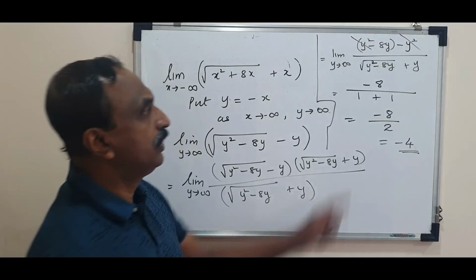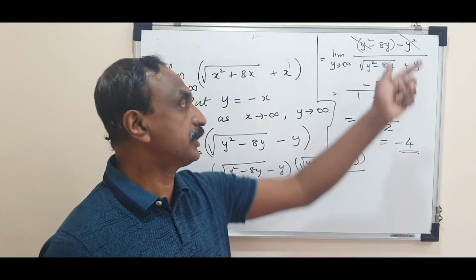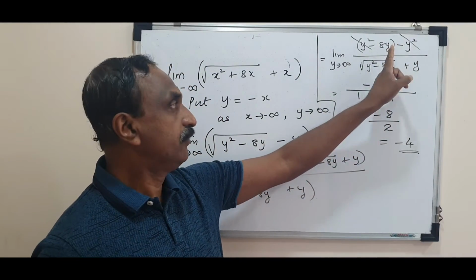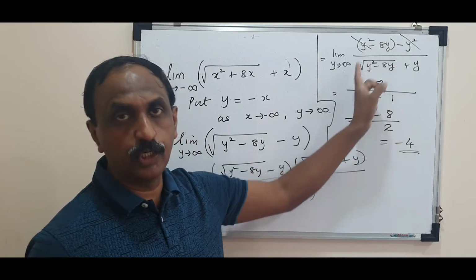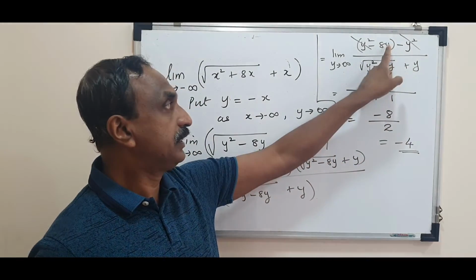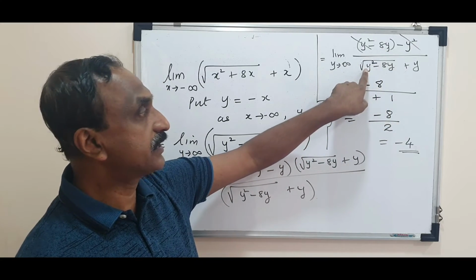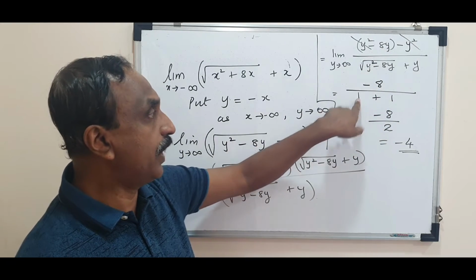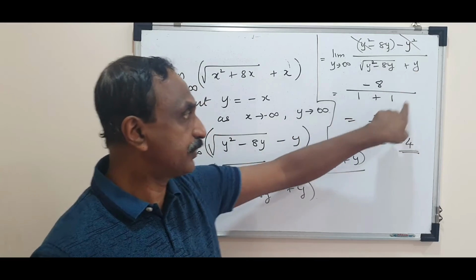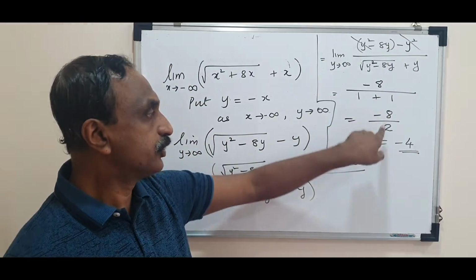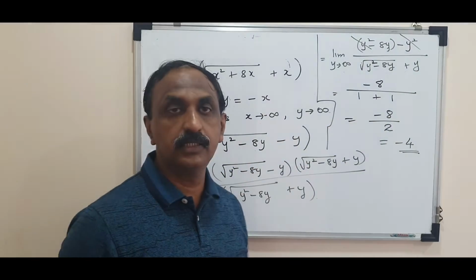So you don't have to divide numerator and denominator by the highest power. You can use this shortcut. Whenever degrees are equal, when the degree of the numerator and denominator are equal, take the coefficients of the highest power. Here it is minus 8. Here there is a y, its coefficient is 1. Here there is another y, whose coefficient is 1. Plus sign is between. So you get minus 8 upon 2 and answer is minus 4.